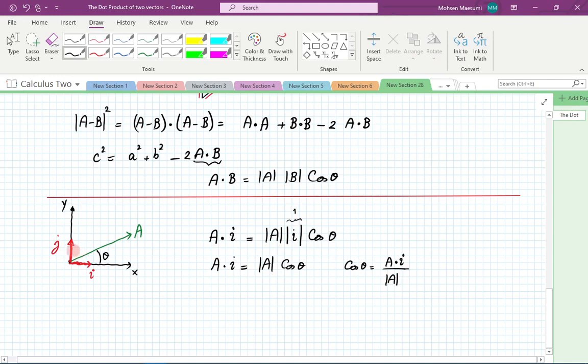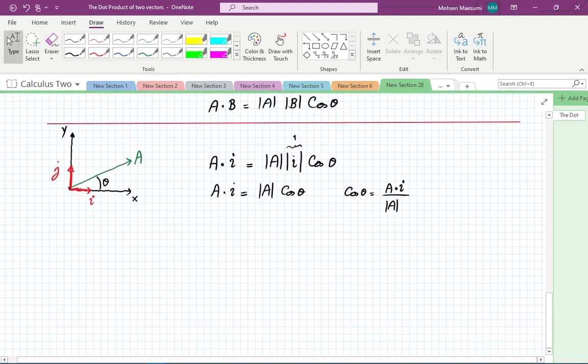You can write the same relationship for this angle. If you want to call it alpha, then cosine of alpha is going to be a dot j over a. Well, in 2 dimensions, these are complementary angles, so there's no point in giving another name for this one. But in 3 dimensions the situation is more interesting.